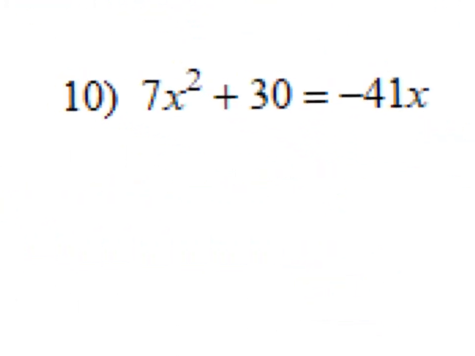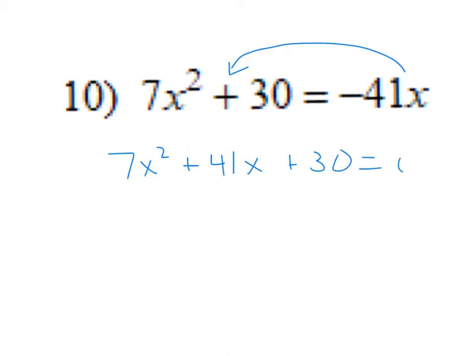Okay, on this one, I'm going to go ahead and bring the negative 41x over, but when I bring it over, it's going to turn to a positive. So I've got 7x squared plus 41x plus 30 equals 0. All right, now I'm going to start my list. 1 times 7, 1 times 30, 2 times 15, let's see, 3 times 10, and 5 times 6.